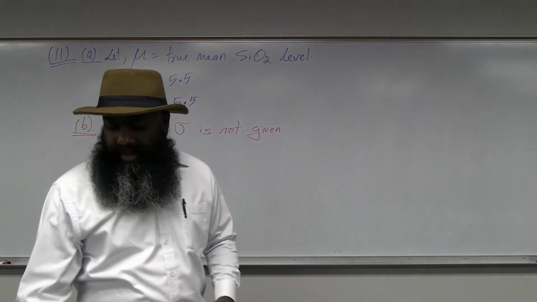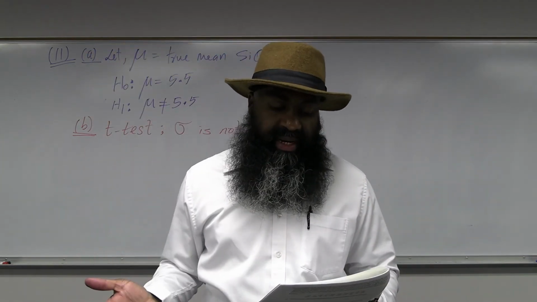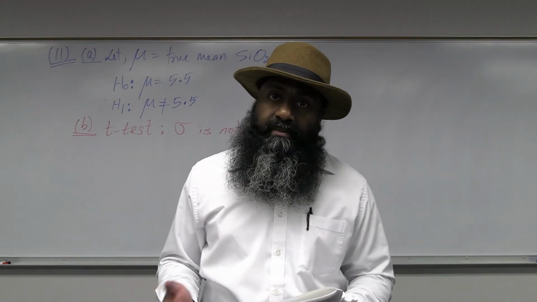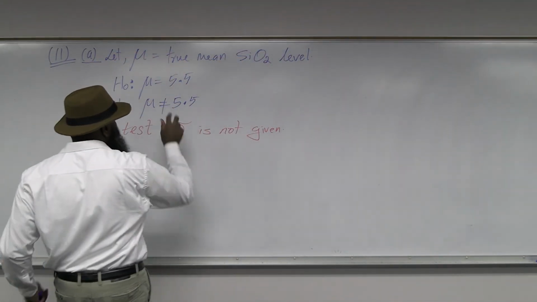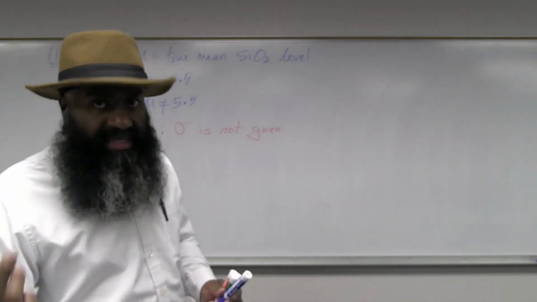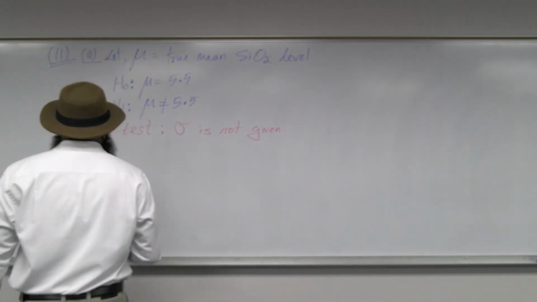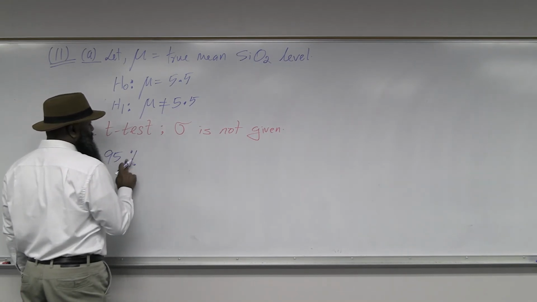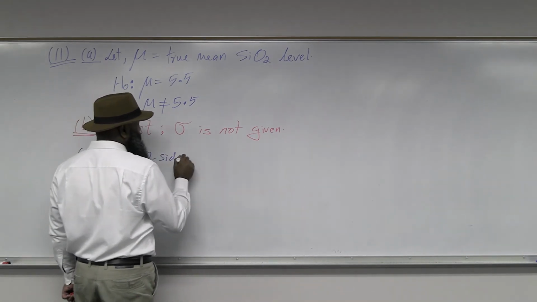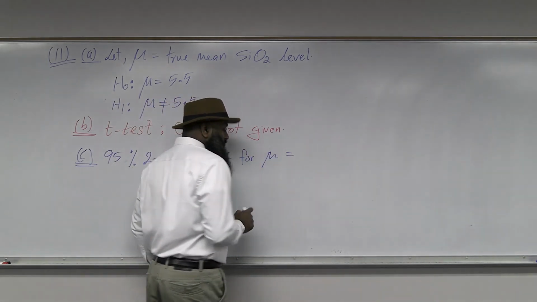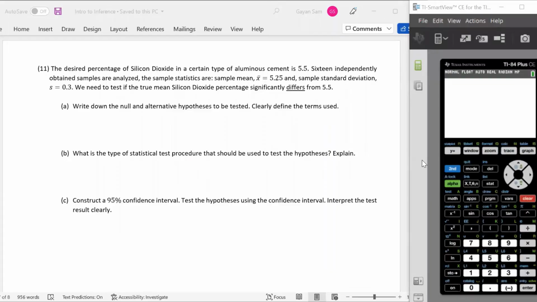And then part C, construct a 95% confidence interval, test the hypothesis using the confidence interval, interpret the test result clearly. Of course, this is a two-sided test, so we can straight away construct a 95% two-sided t confidence interval for mu. We have to go to the calculator. I have to construct a t confidence interval.